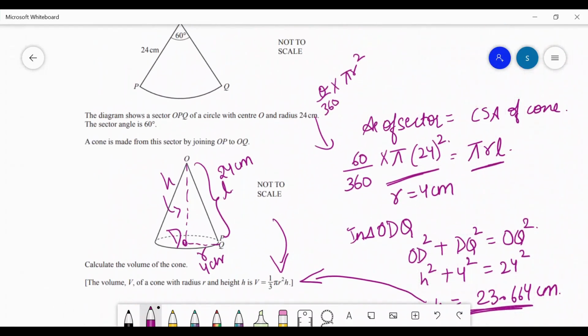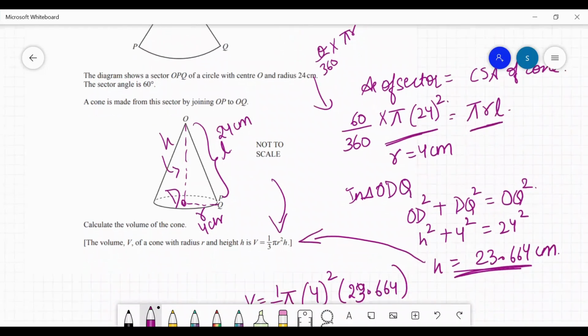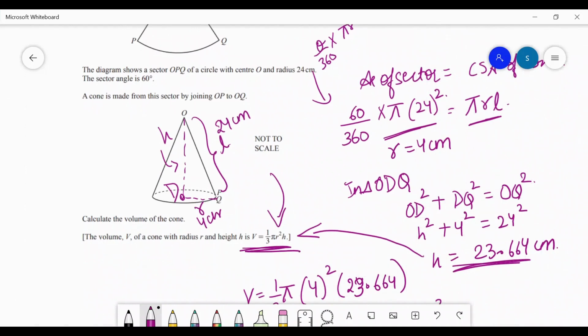So what we've basically done in this question is we have turned a sector into a cone. So that means the area of the sector is going to be the curved surface area of the cone. So we equated that to get the radius of the cone, because we have to know the radius and the height as well. So yeah, we got the radius of the cone. With that, we used Pythagoras theorem to find out the height, and eventually we used this formula to find the volume.